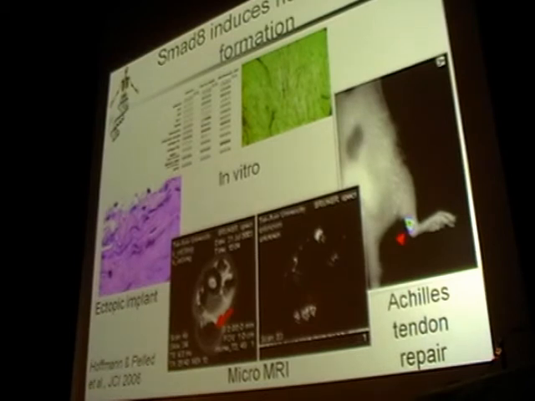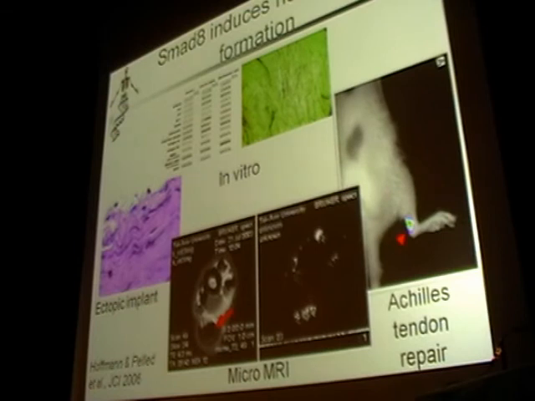We can see here that in vitro these cells that express BMP2 and SMAD8 express many markers related to tendon formation, and in vivo, using MRI images performed in an Achilles tendon injury model, we could see that these cells can actually and functionally repair this defect.